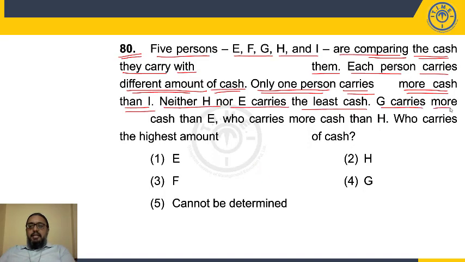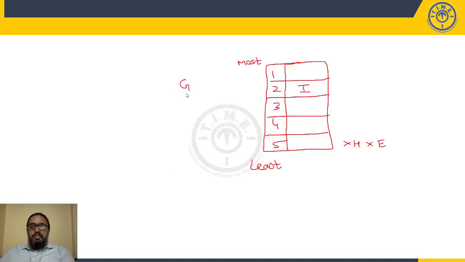Then G carries more cash than E, who carries more cash than H. So when you have who, it always refers to the second person. So G has more than E and E has more than H. So this is how it has to be. So minimum 2 people should be there below G. Correct? So that means I can rule out G in the 5th position and I can also rule out G in the 4th position. So G can come in the 3rd or in the 1st.